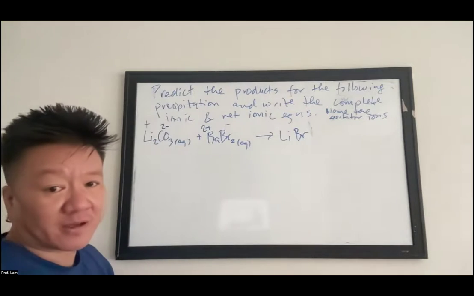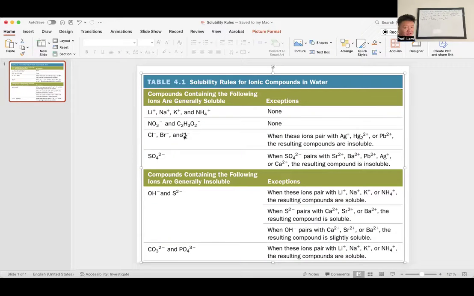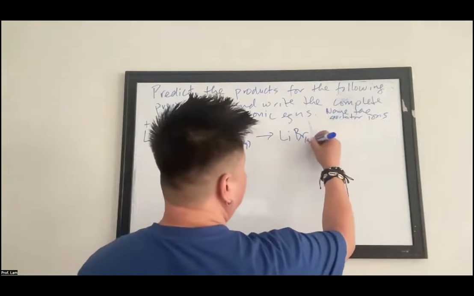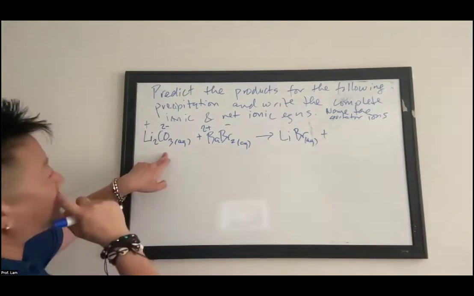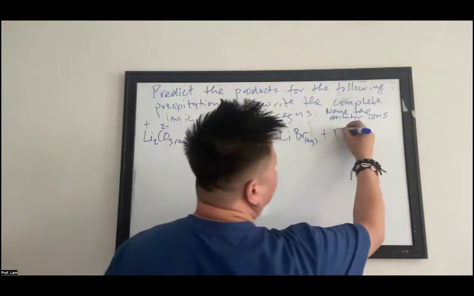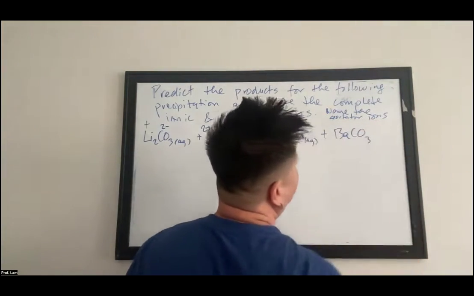Lithium bromide. Okay. Look it up. Lithium bromide. Bromide is generally soluble, no exceptions. So aqueous. Plus, what's the other one? Barium is 2 plus, carbonate is 2 minus. So they go 1 and 1 too. Wow, easy. Just like that.